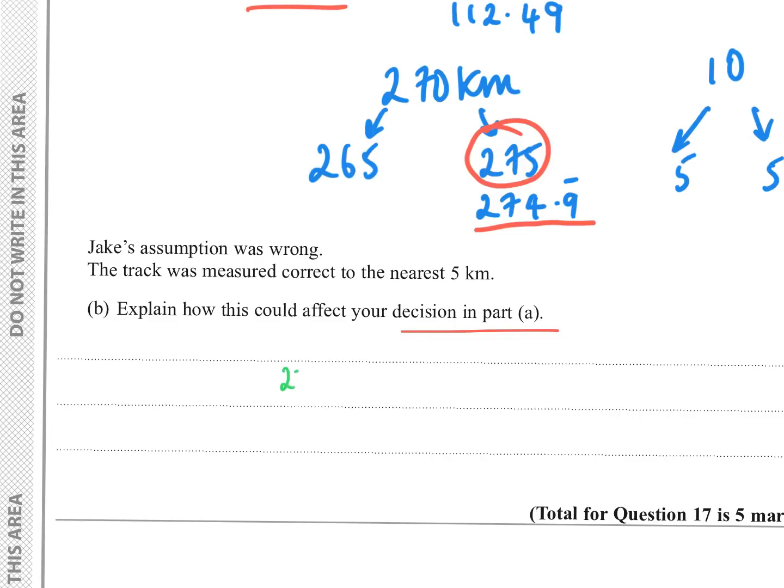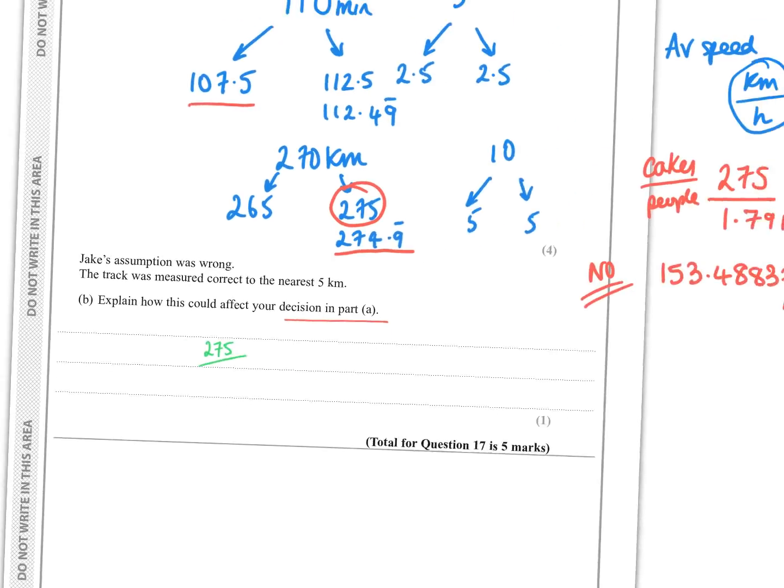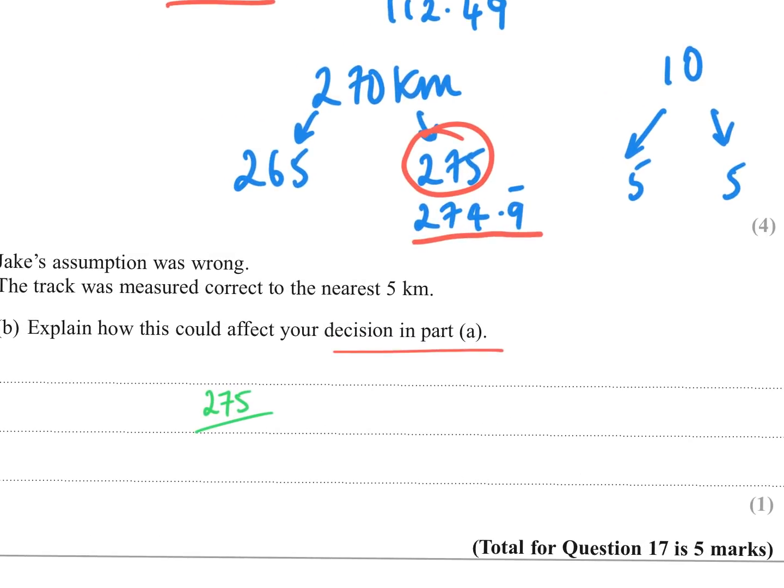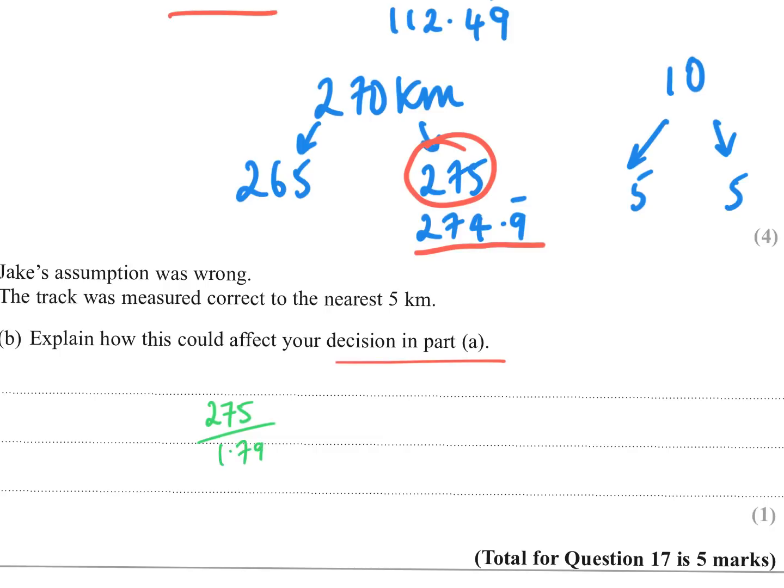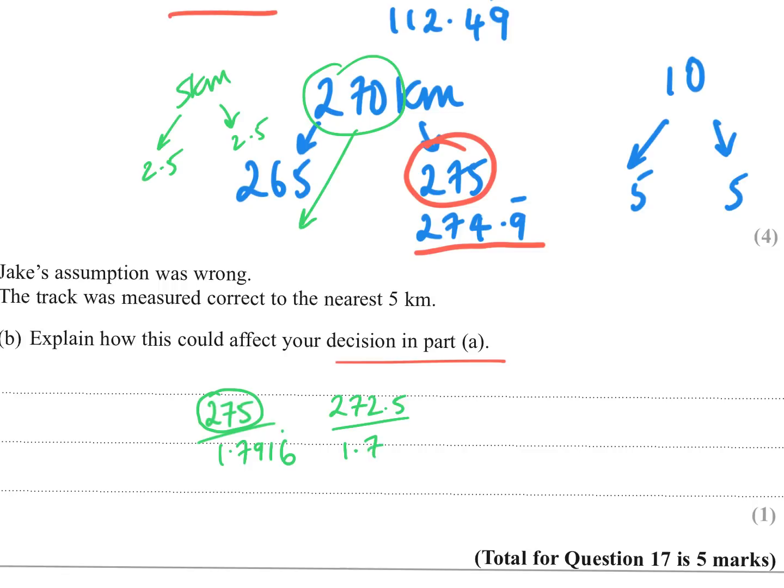We had 275 over, let's have a quick check what it was, 1.7916 recurring. And now we wanted to take the 270 and it was to the nearest 5 kilometres, don't forget. So we'd have to take that, split it in half. So if we wanted the maximum amount now, it would be 272.5. This still stays the same, the time. So that would mean there would be less distance in the same time. I'll write this out as a statement. There would be less distance in the same time.